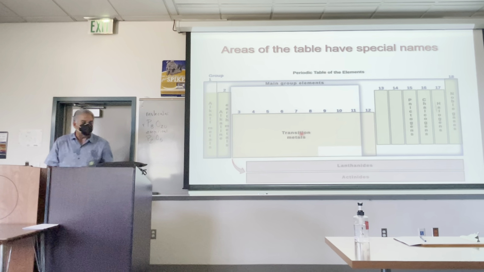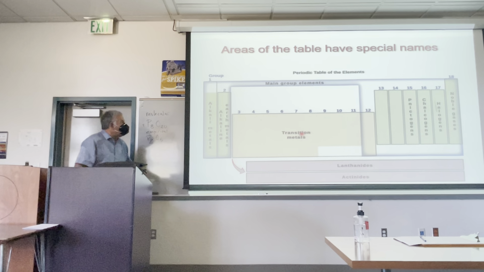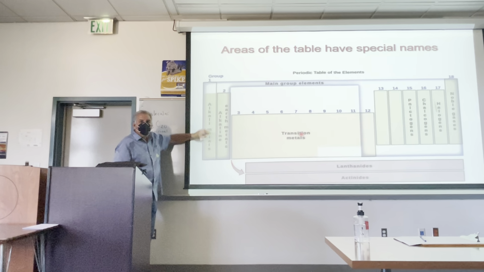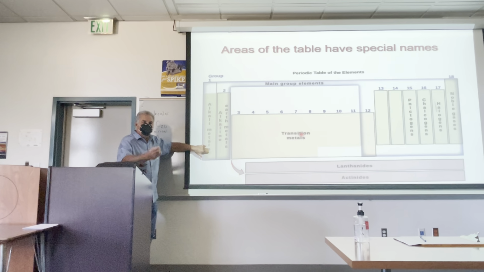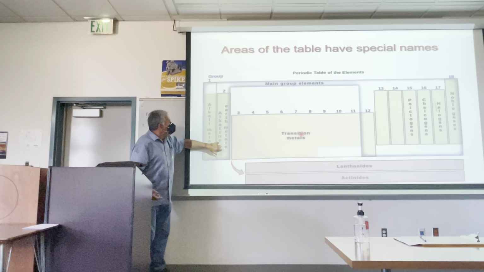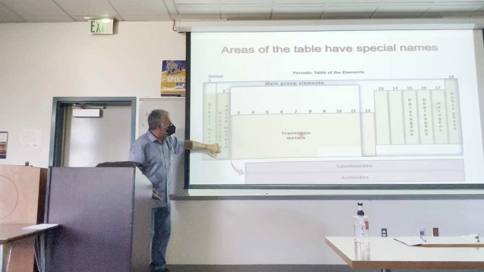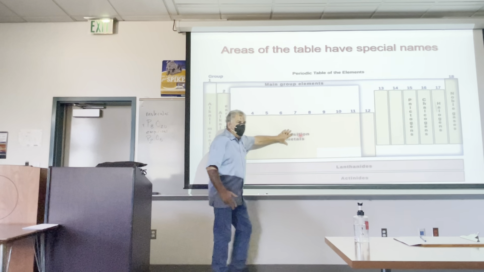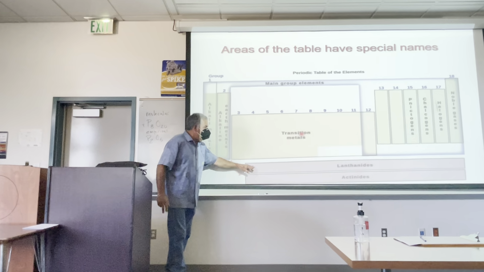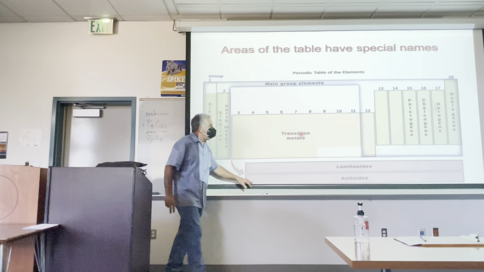Okay, so areas of the table have special names. Column 1 are the alkali metals, right? They all have a +1 charge because they tend to lose 1 electron. Alkaline earth metals have a +2 charge because they tend to lose 2 electrons. The d block are the transition metals. Again, the f block are the lanthanides and actinides.